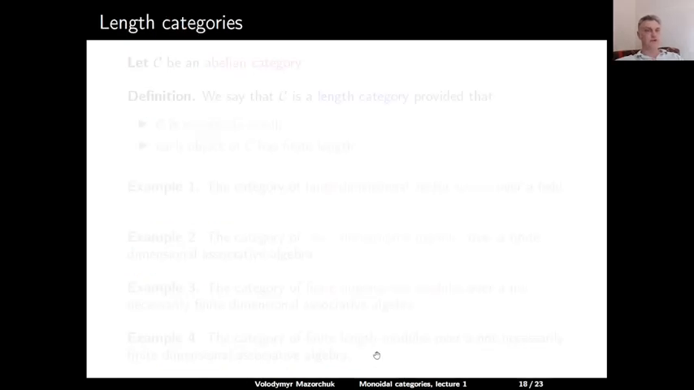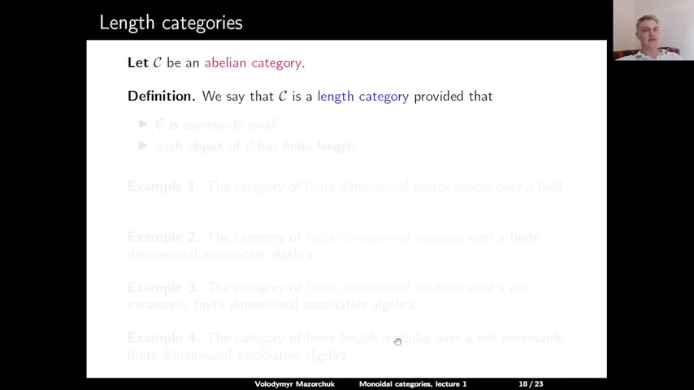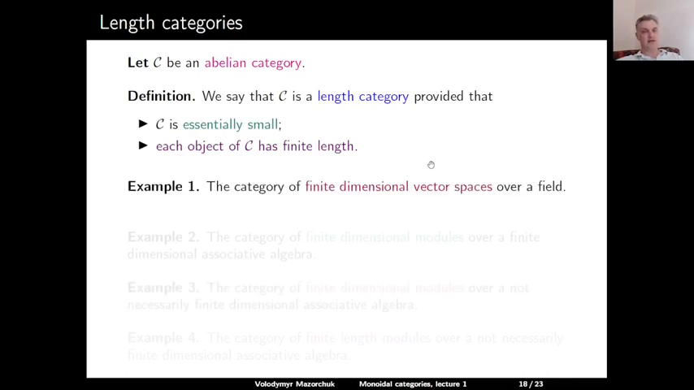This we can use to define the notion of a length category. Let C be an abelian category. This says that C is a length category, provided that it is essentially small, and each object of C has finite length. A typical example of a length category is the category of all finite-dimensional vector spaces over some field.